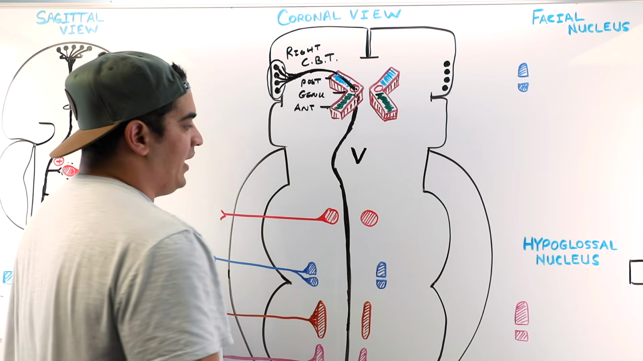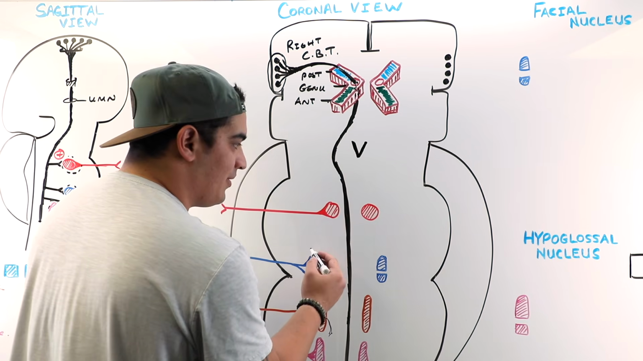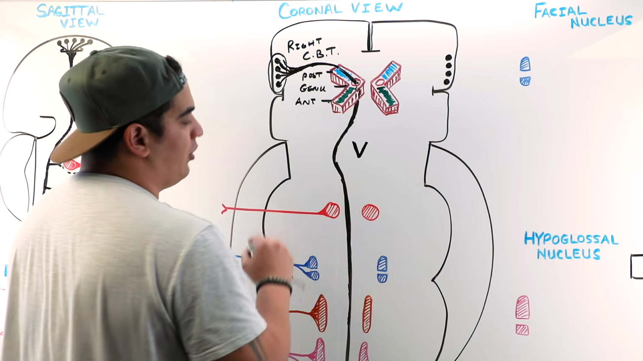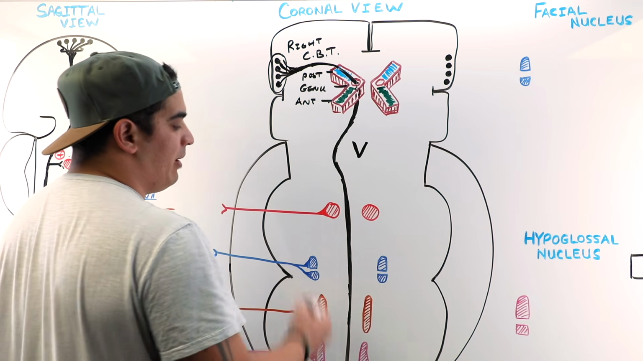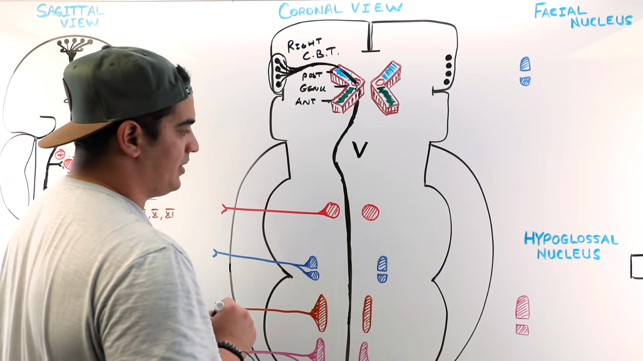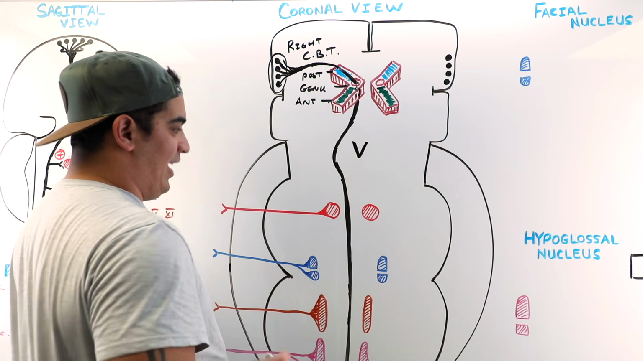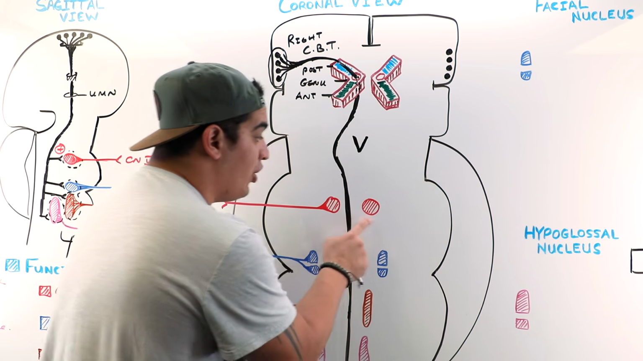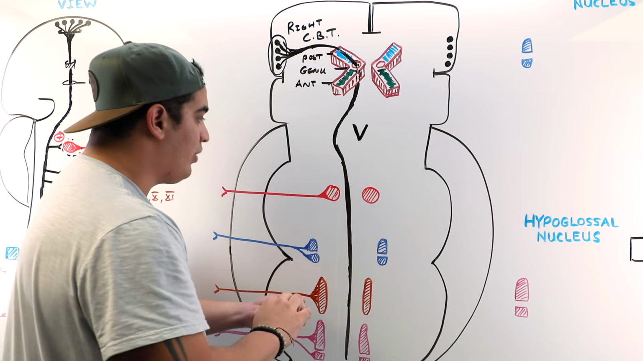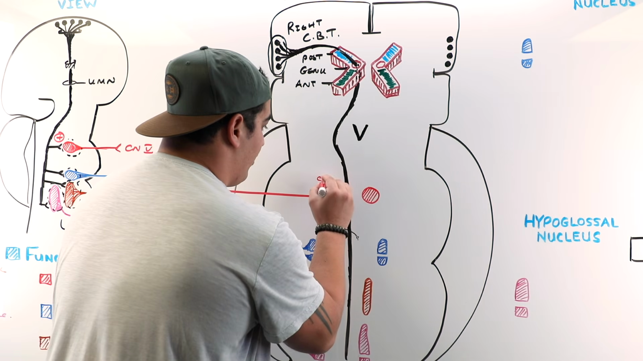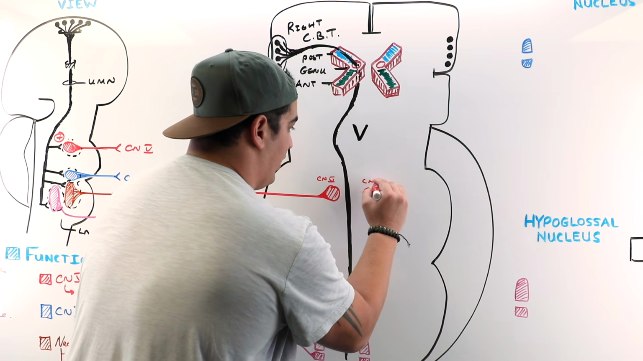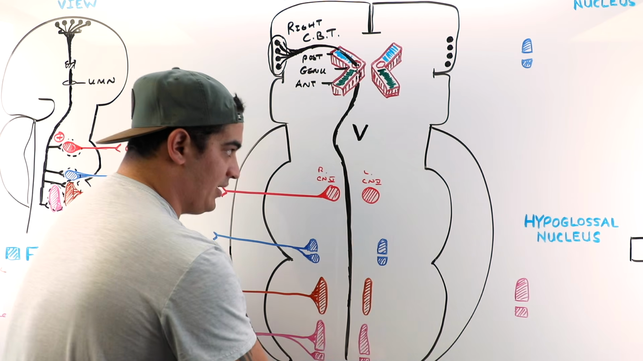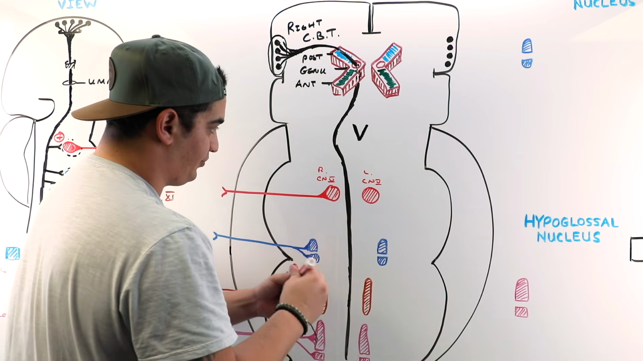Along the way, it's got to give off collaterals. What were those collaterals? Well, we said it gives it to the trigeminal nerve, to the facial nerve, to the nucleus ambiguus, and the hypoglossal nucleus. Here's what we didn't see in the sagittal view. We only saw one nucleus in the sagittal view. There's two trigeminal nuclei. So this is your cranial nerve 5 nucleus, both the right and the left. And the same thing is going to apply for all the ones below this.